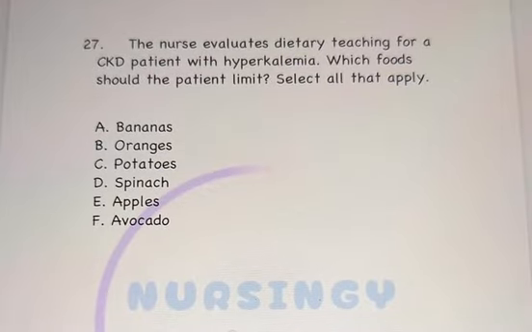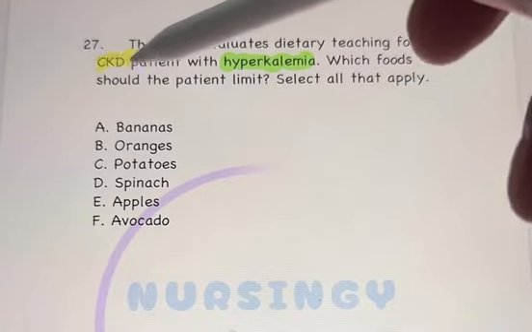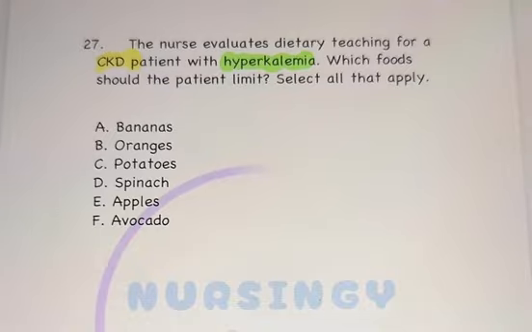The nurse evaluates dietary teaching for a CKD patient with hyperkalemia. So we already have hyperkalemia in the patient. Which food should the patient limit? We don't want to give too much dietary potassium. Does banana have potassium?